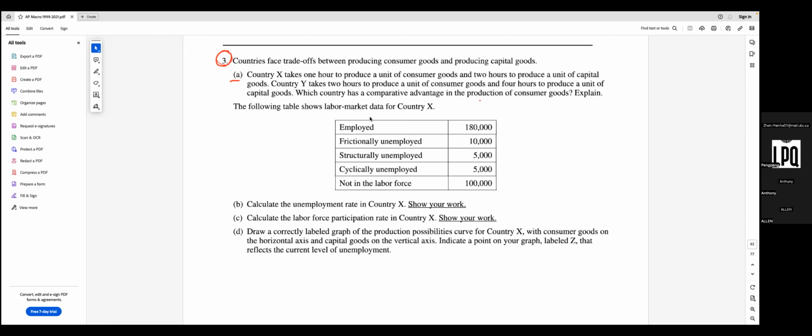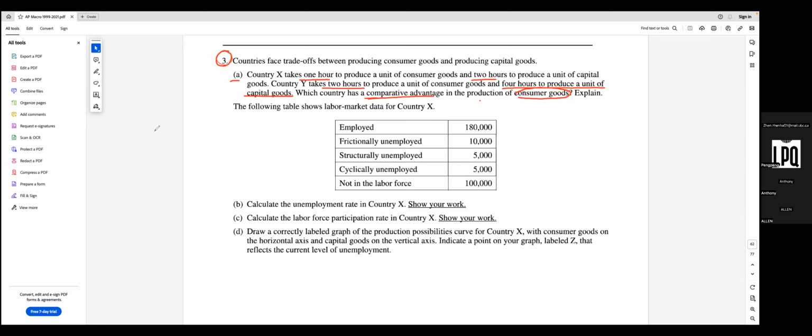So in country X, to produce one consumer good, workers need to work 1 hour, and 2 hours to produce a unit of capital goods. In country Y, it takes 2 hours to produce a unit of consumer goods and 4 hours to produce capital goods. So you've got the 4 key pieces of information. So which country has the comparative advantage in producing consumer goods?